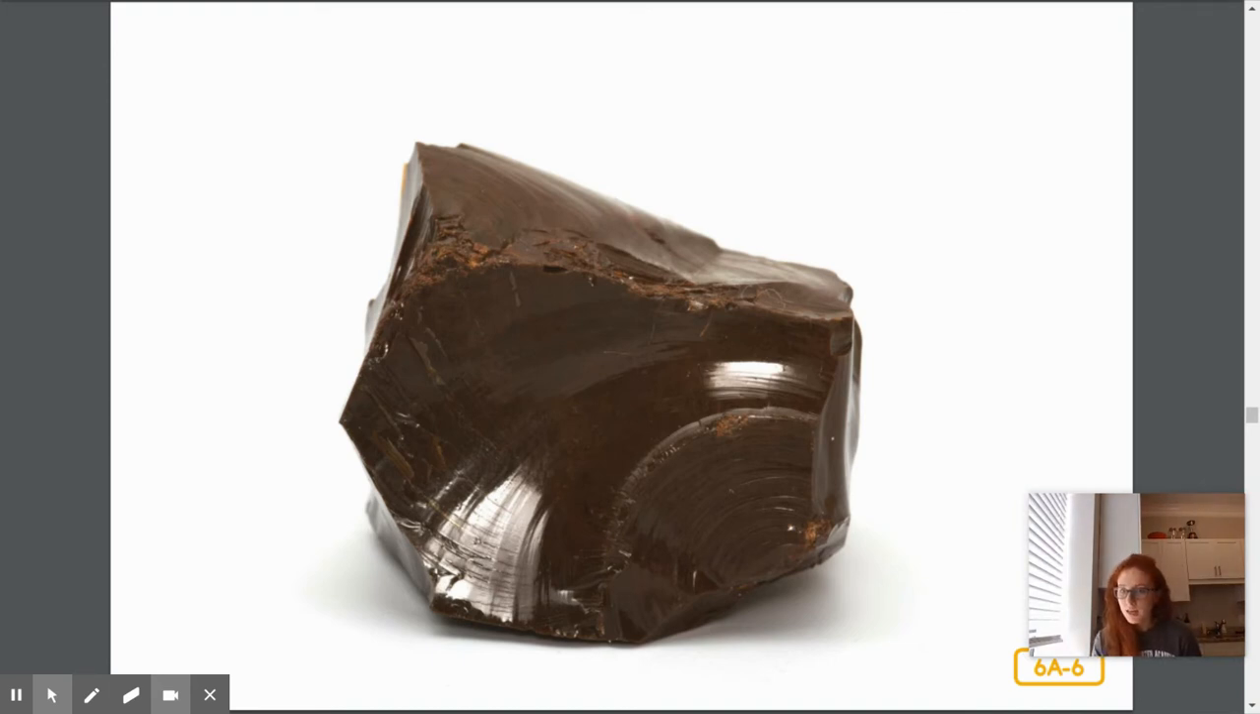Characteristics, which just mean ways that we can describe this, of volcanic glass are smooth, shiny, and glass-like. So that's how you would describe it. Characteristics are ways that you would describe something.